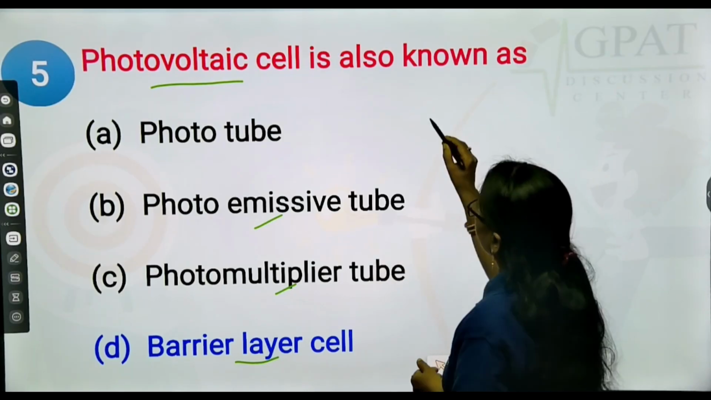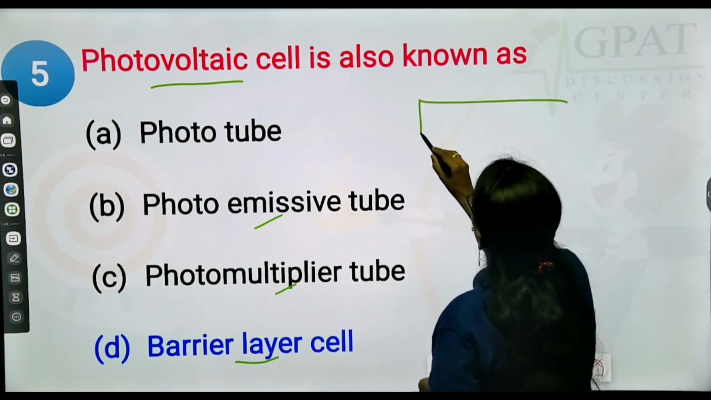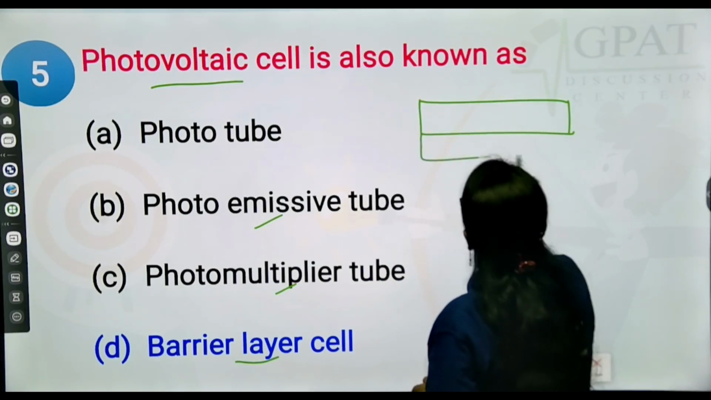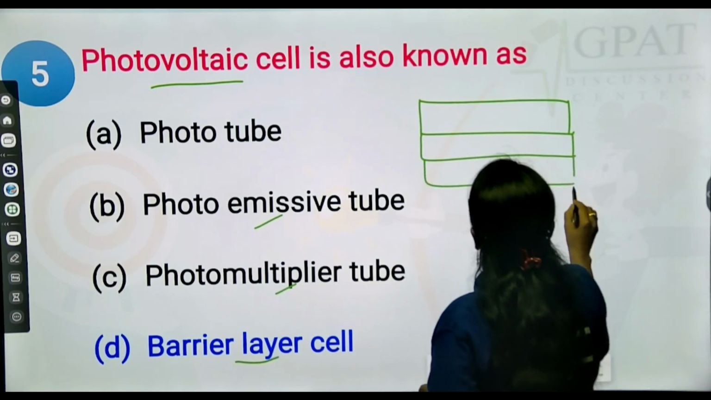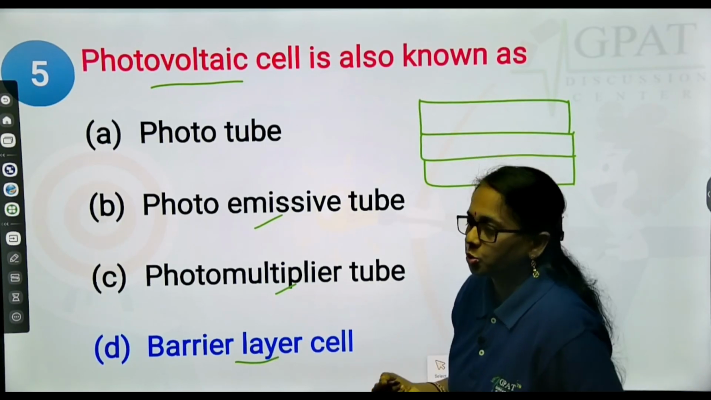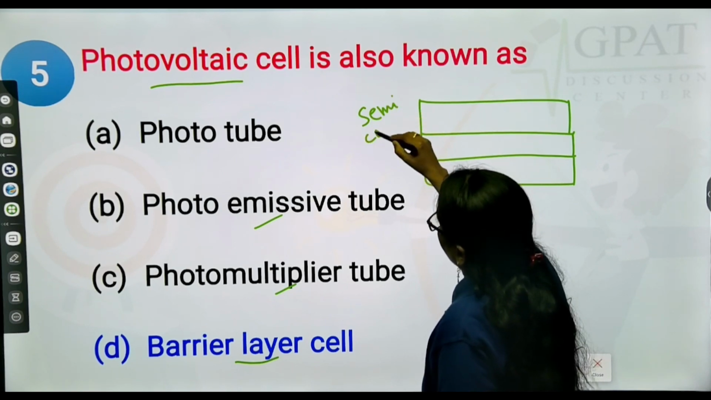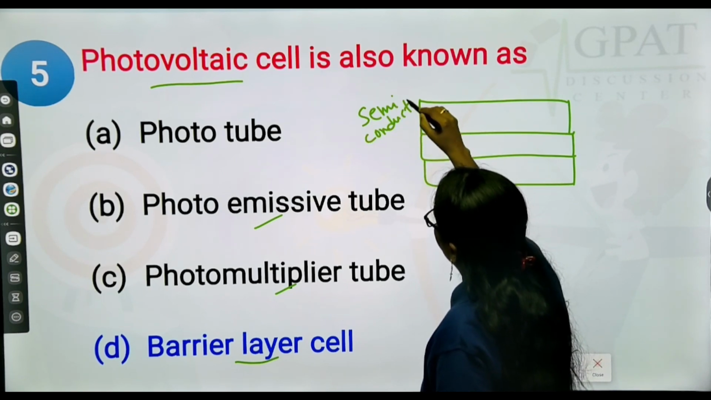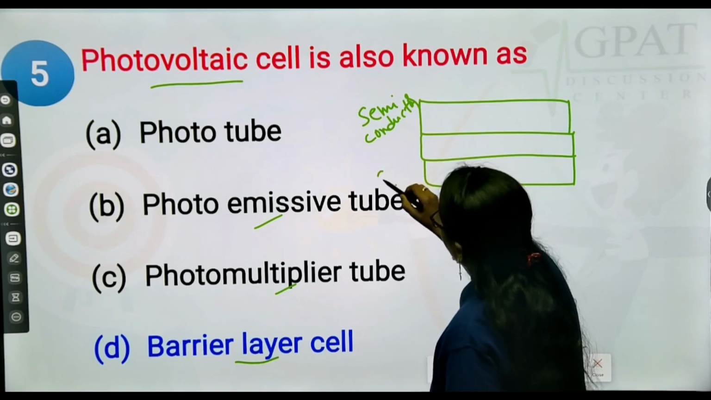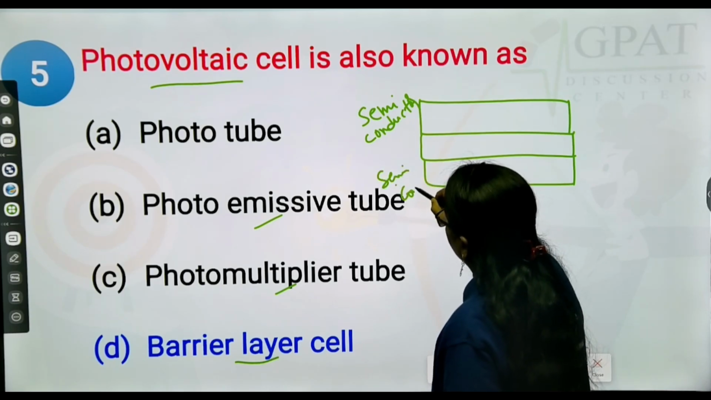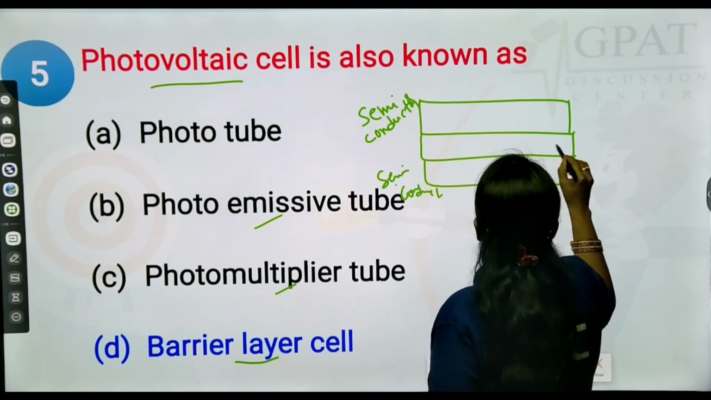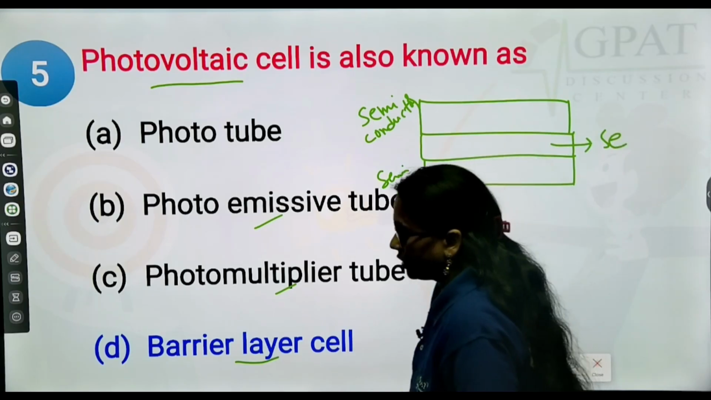How is this photovoltaic cell constructed? You are going to see a semiconducting material, not superconducting, on the top of this. So above and below you are going to observe the semiconductor materials. In between them you are going to see the selenium layer present.